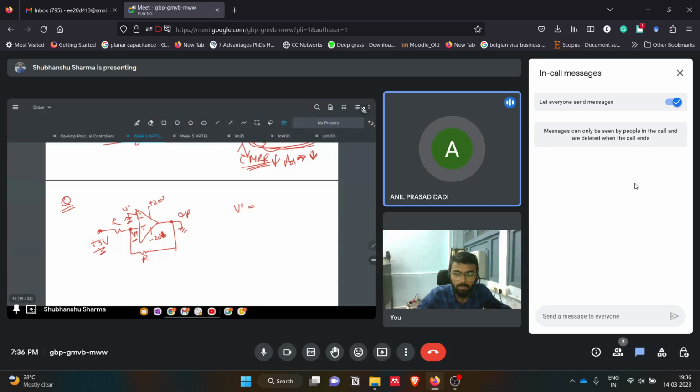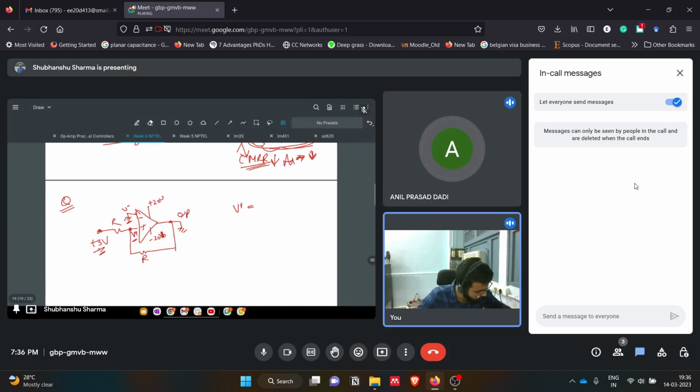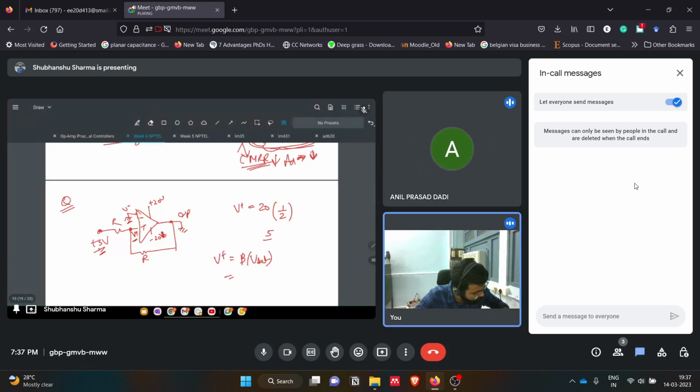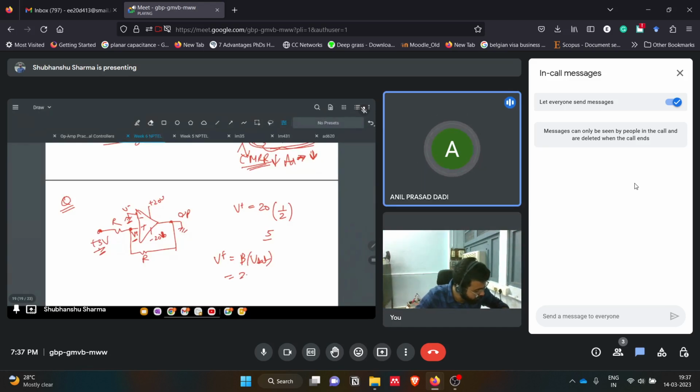When I found it like that, I got minus 3, sir. What V plus? See, V plus will be whatever, like 20 into the beta factor. That is 1 by 2 now. So it will be 5, I think. That is beta into V saturation for V plus. R and R are equal now, so beta is 1 by 2. 20 by 2, sorry. Not 5, it is 10 volt.